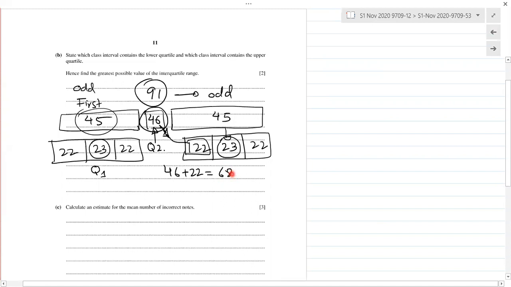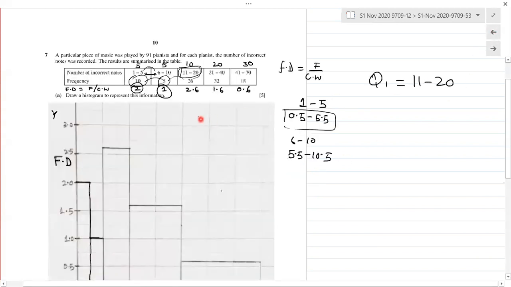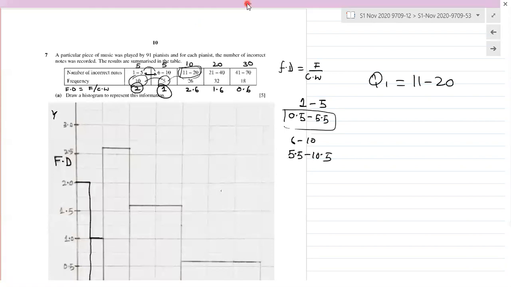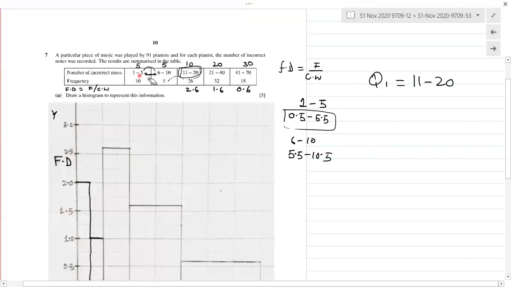So 68, so 69th value over here. So that's 46th value was our Q2. And we are adding 22 more values from here, so that gives us 68 values before we reach Q3. So Q3 is going to be our 69th value. And where is that 69th value going to fall? We add them up and we see where we are getting the 69th value.